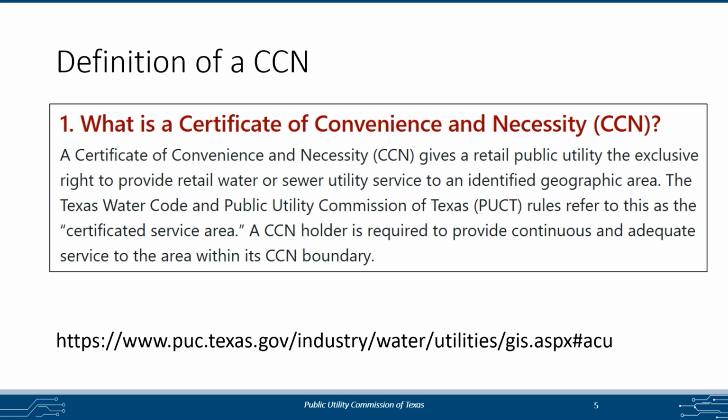So what is a CCN? I apologize, saying CCN is kind of hard a lot, so I may mispronounce it, but a CCN basically is a certificate of convenience and necessity that gives a retail public utility the exclusive right to provide retail water or sewer utility service to an identified geographic area, commonly referred to as a certificated service area. So once a utility has a CCN, the CCN holder is required to provide continuous and adequate service to the area within its CCN boundary that has been granted by the Commission.